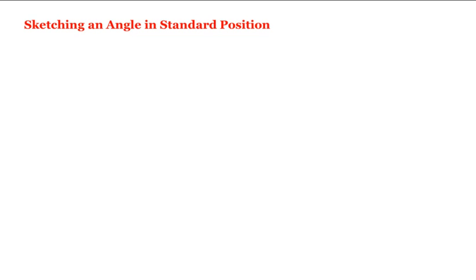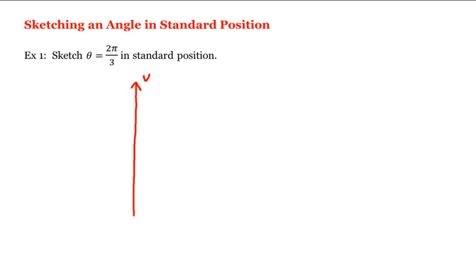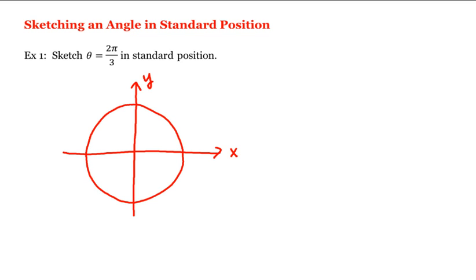Let's learn how to sketch an angle in standard position. For example, let's sketch theta is equal to 2 pi divided by 3 in standard position. Let's begin by drawing a unit circle here. So let's say this is the y-axis, and this is the x-axis. So a unit circle is a circle of radius 1, which means this is the point 1, 0.